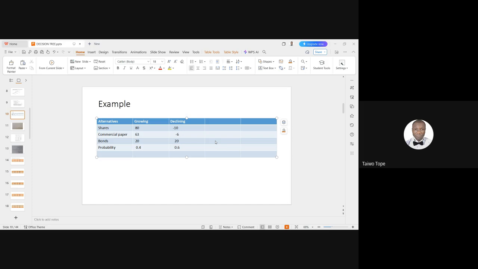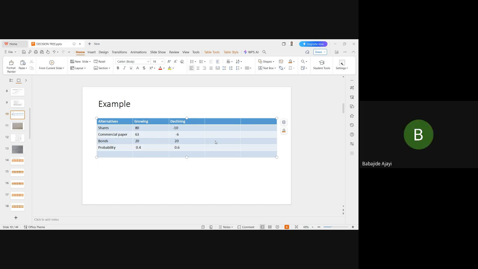Yes, this is a practical issue. Decision tree is a practical something. That is why I will have to engage you. Okay, so for me, it will be the ROI, that is return on investment. Yes, but before we come to that point, what are we going to do? How will the diagram look like?